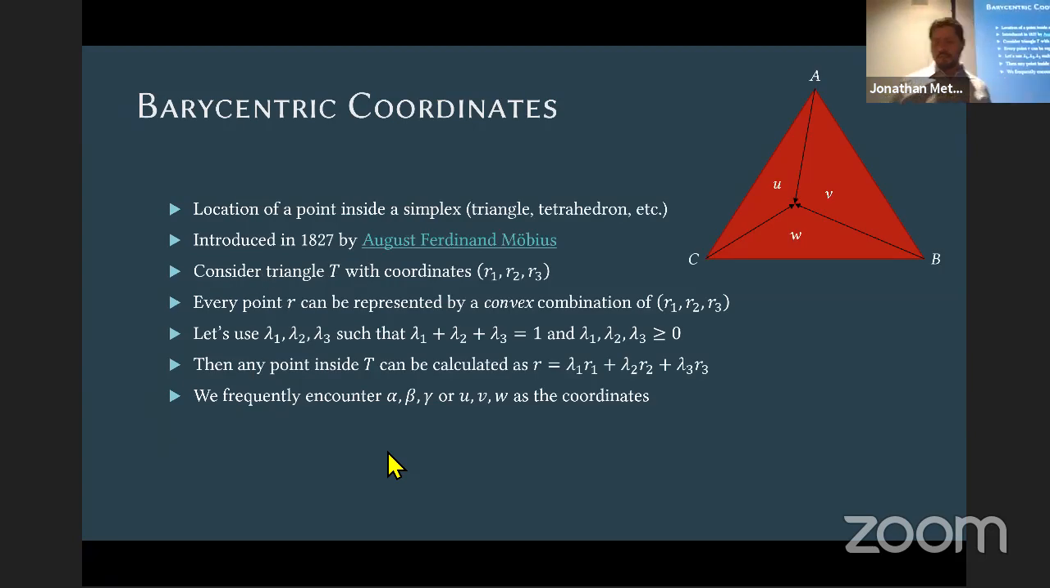So one of the most useful things that we can do is ray trace triangles. But ray tracing triangles is not exactly the easiest thing to do because of the math. So we're going to talk about the math for a little bit. August Ferdinand Mobius introduced this technique of barycentric coordinates.